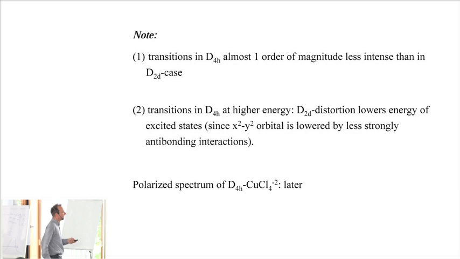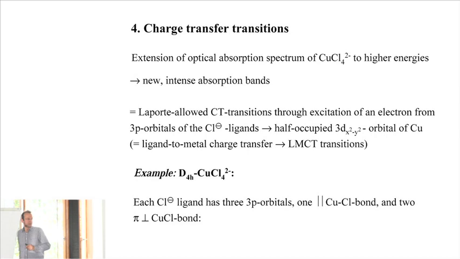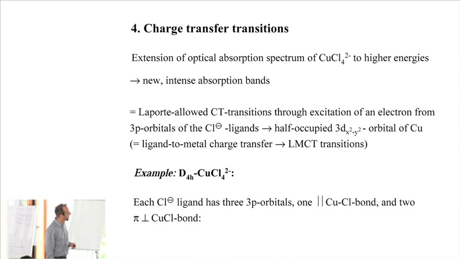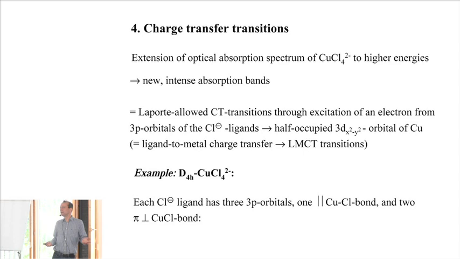now let's go to higher energies, and if we extend our optical absorption spectrum to higher energies, we encounter new and intense absorption bands. And these are the Laporte allowed charge transfer transitions through excitation of an electron from the 3p orbitals of the chloride ligands to the half-occupied d x square minus y square orbital of copper. We also call these ligand-to-metal charge transfer, or LMCT transitions.